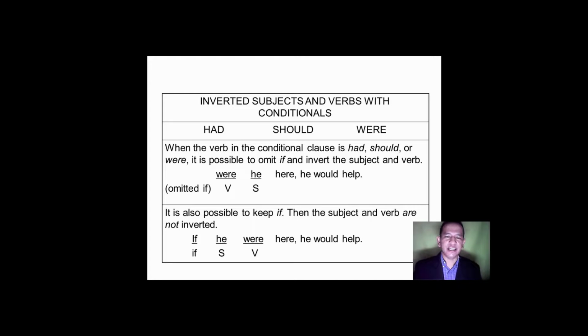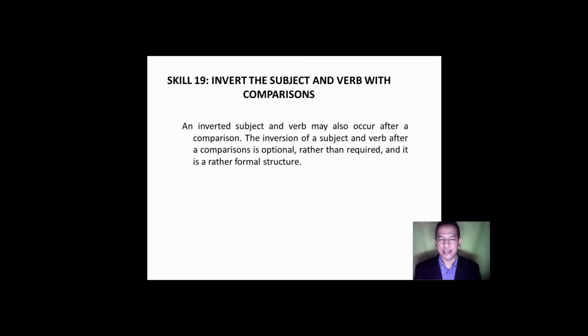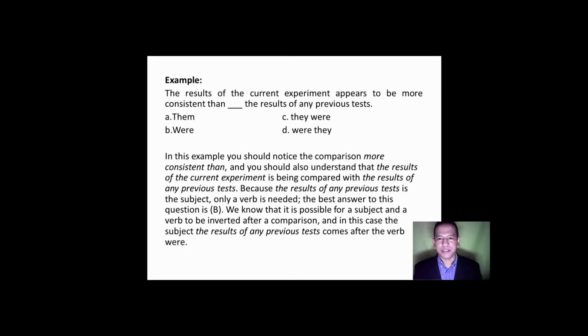Next, skill 19. Invert the subject and verb with comparisons. An inverted subject and verb may also occur after a comparison. The inversion of subject and verb after a comparison is optional. Remember that the inversion after a comparison is optional, rather than required, and it is a rather formal structure. So the result of the current experiment appears to be more consistent than, blah blah blah, the result of any previous test were.